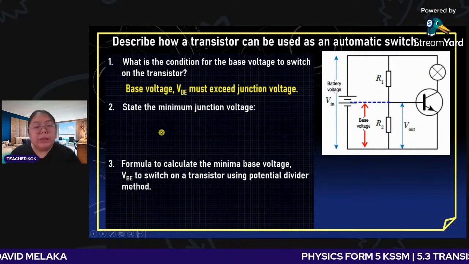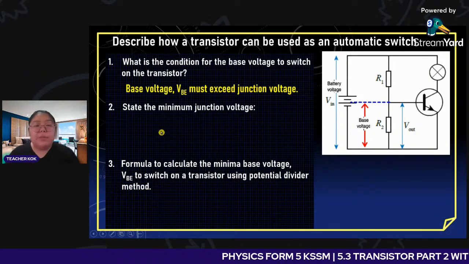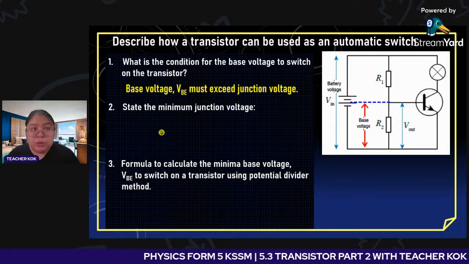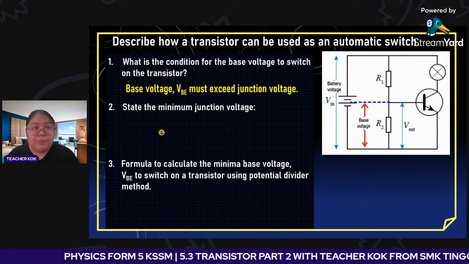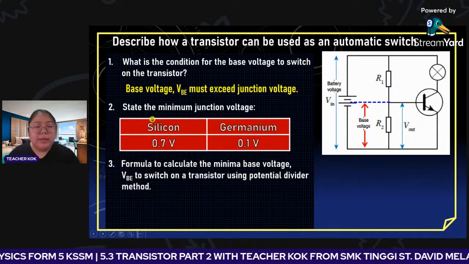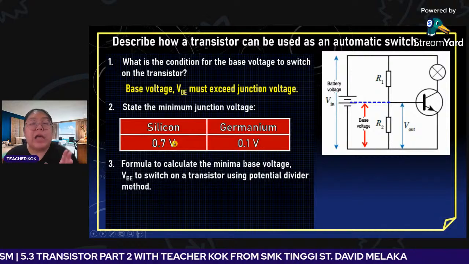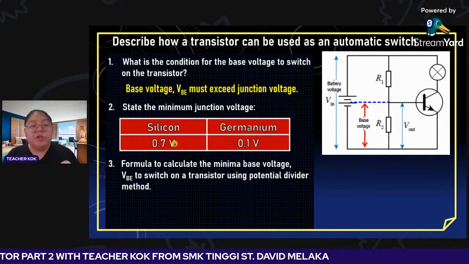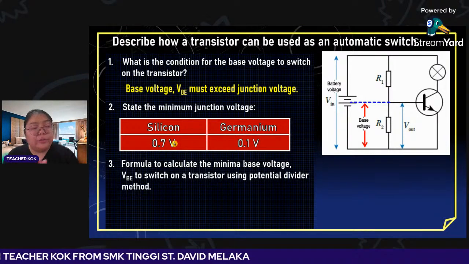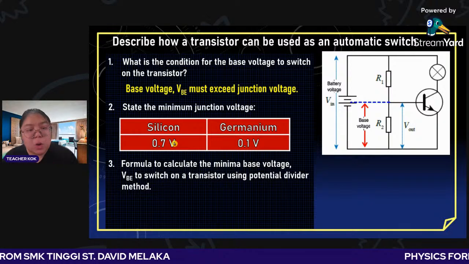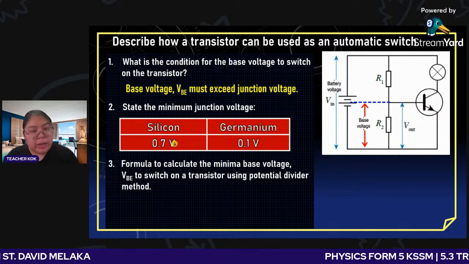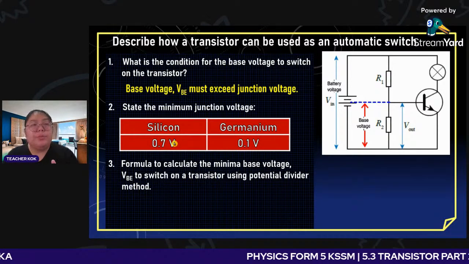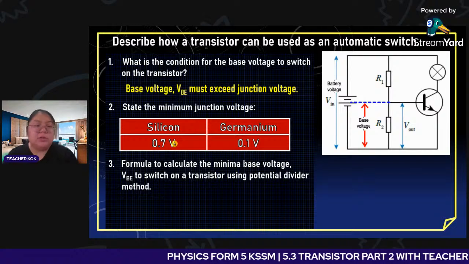Okay, state the minimum junction voltage. The minimum junction voltage is separated into silicon and germanium. So silicon is 0.7 volt. Okay, germanium is 0.1 volt. So when you go over this junction voltage, there's actually no problem. You can switch on the transistor.